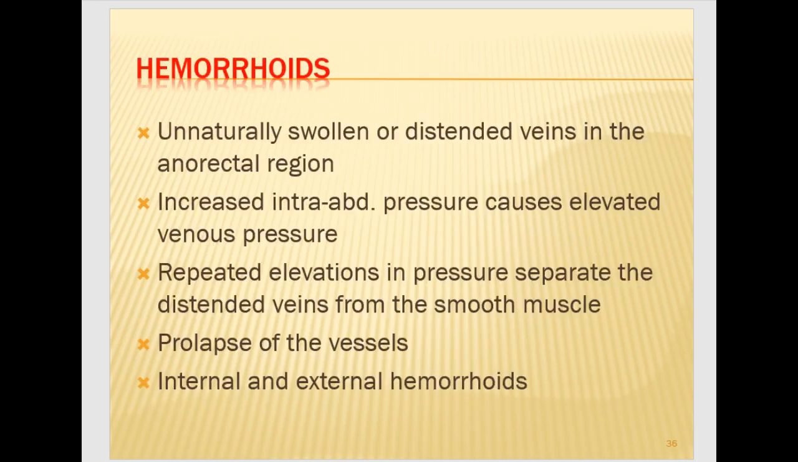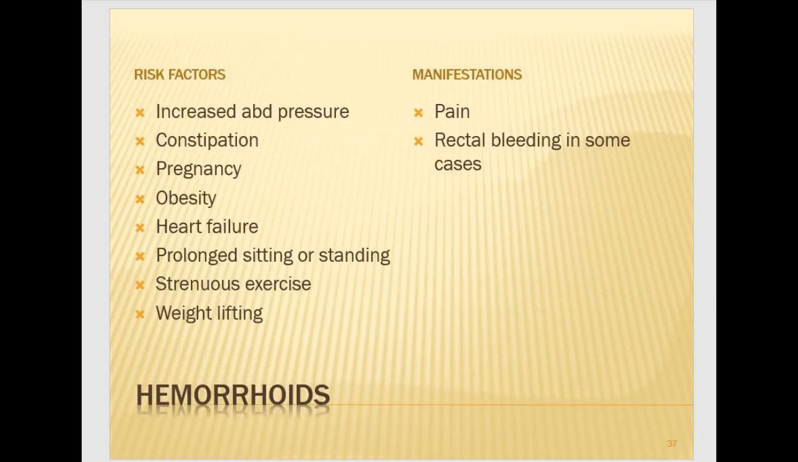Let's talk about hemorrhoids. They're unnaturally swollen or distended veins in the anal rectal region. I do have a picture that's going to come up that shows you some hemorrhoids. Continue to read this slide so we can keep going. But look at that prolapse of the vessels. Repeated elevation and pressure separate the distended veins from the smooth muscles. Increased intra-abdominal pressure causes elevated venous pressure, and we end up having some hemorrhoids.